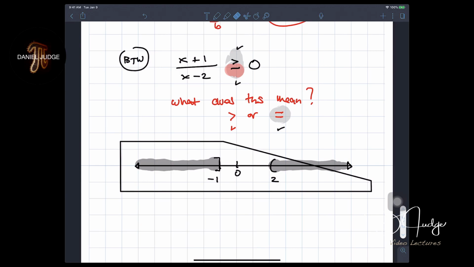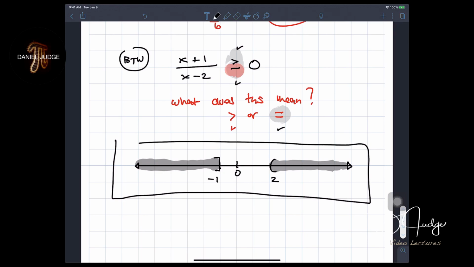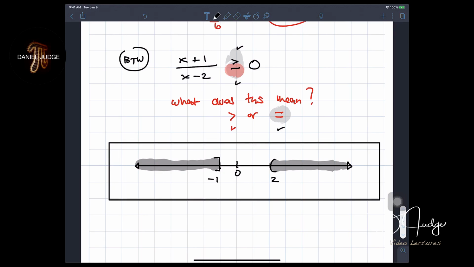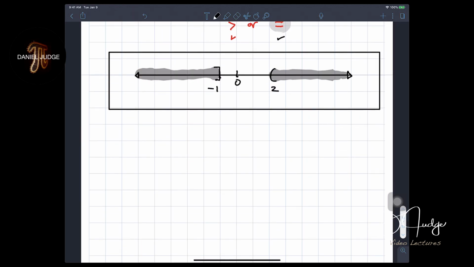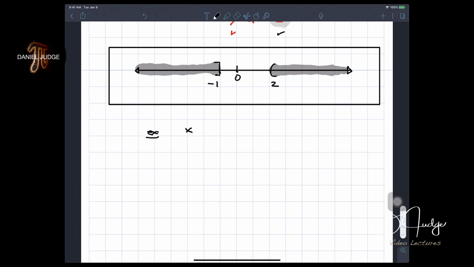See what happens here. Let's give you guys another example here. They can give you something like this: x minus 6 over, how about just an x, and they want to know where it's less than or equal to 0.